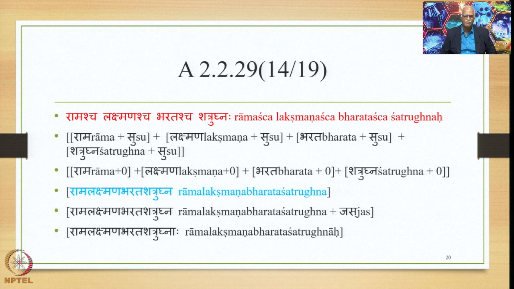Now to this word we add the suffix jas. And then we get the form Rama Lakshmana Bharata Shatrughnah. So in this itaretara yoga, all the constituents of the samasa act as the head, and so their number also is represented by the respective vibhakti.